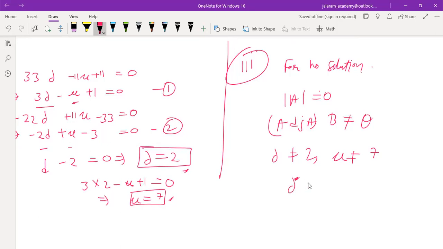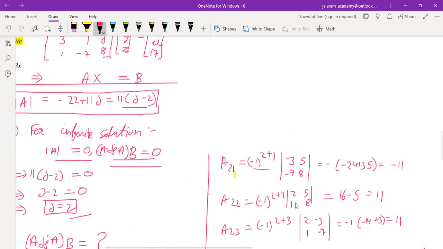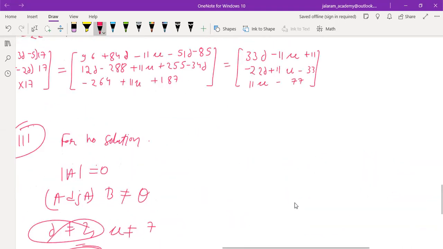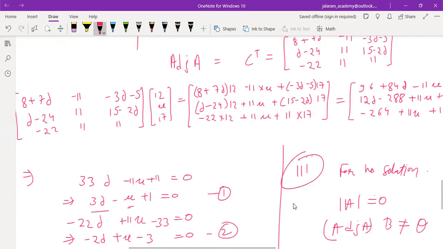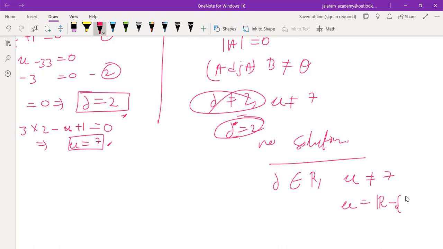And in this, delta equals 2 and delta is not equal to 2, both are given. This has no solution for all real values of delta, as it is giving both the solutions. In the determinant of A, it is giving 0, means delta is equal to 2. But when we put it with adjoint of A into B, it is giving not equal to 2, means it already has no solution for all delta belonging to real numbers, and when mu is not equal to 7, that is, mu is all real numbers except 7. So this is the method.